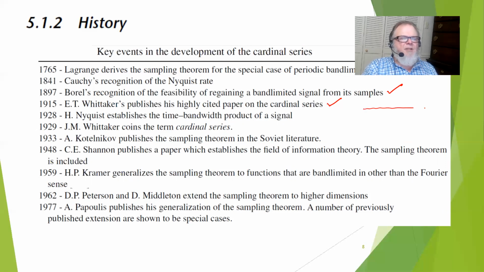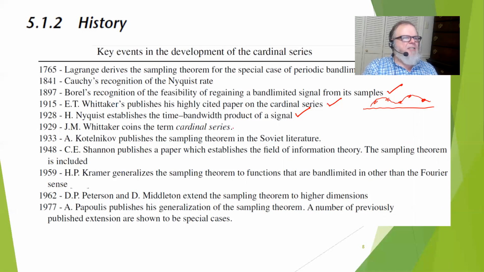Whittaker was interested in something he called the cardinal series. He says, what kind of functions can we look at, take samples from, and then regain the original signal from the samples? And the conclusion that he came up with was basically the sampling theorem. And so that was Whittaker's idea. Nyquist was an employee of Bell Labs, and he established the idea of the time bandwidth product while he was working for Bell Labs. The time bandwidth product, which we'll discuss, tells how many samples you have to take of a signal in order to characterize the signal to good accuracy.